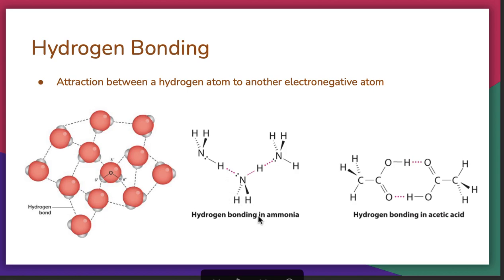So this was one example with ammonia, and this is where there's hydrogen bonding between hydrogen and nitrogen. So those little pink dots represent hydrogen attractive forces, and there's some more over here. And the same with acetic acid, where there's attractive forces between the hydrogen of this acetic acid molecule to the oxygen of this acetic acid molecule, and same with the side, so there's hydrogen attracted to oxygen over here.